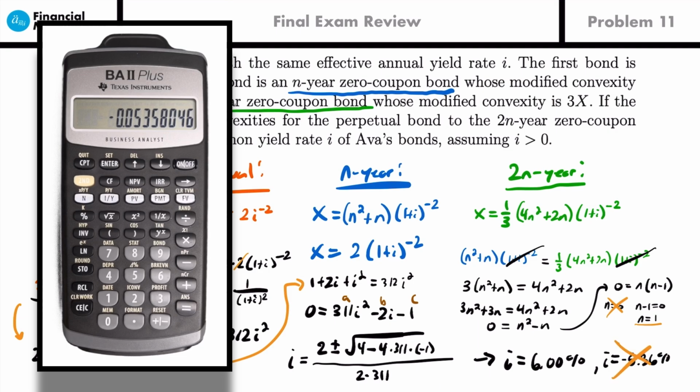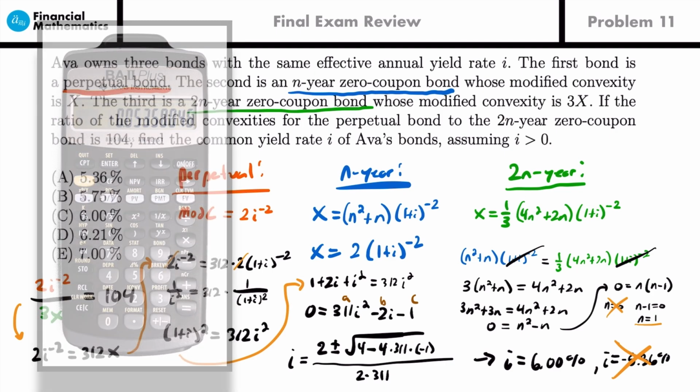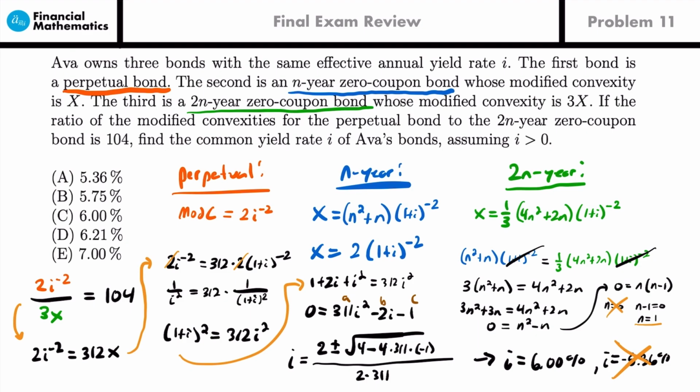You don't want a negative interest rate in this case. We know that it's greater than 0, or at least that's what the problem is telling us. And in general, if they don't tell you that, you can assume that you want the positive interest rate. Okay, but that's the final answer here. I is equal to 6%, and so we can choose the right answer choice. It is answer choice C.